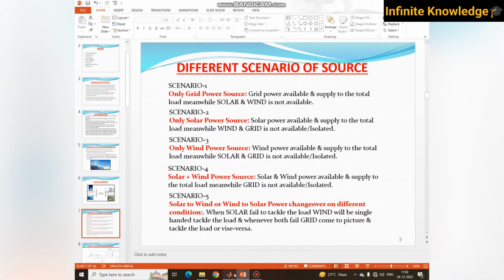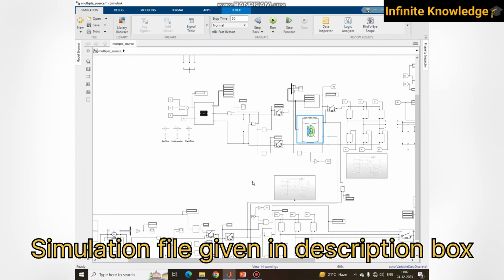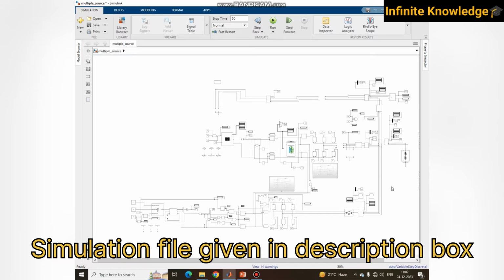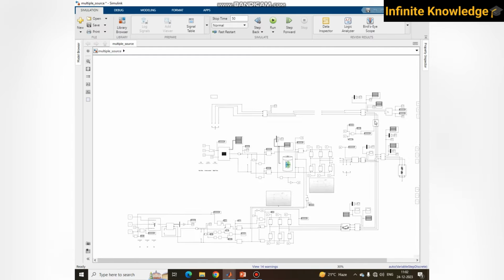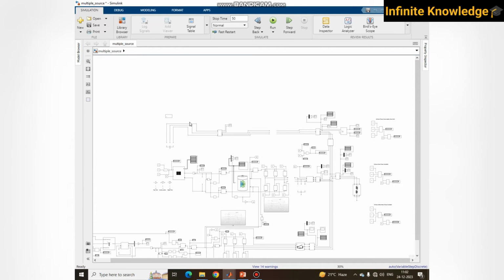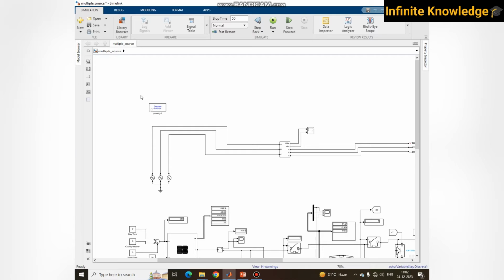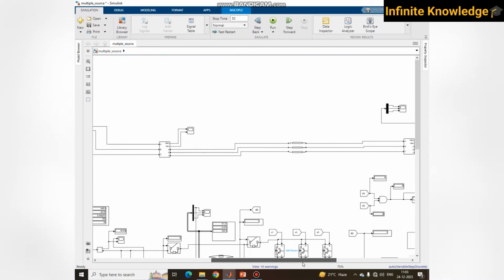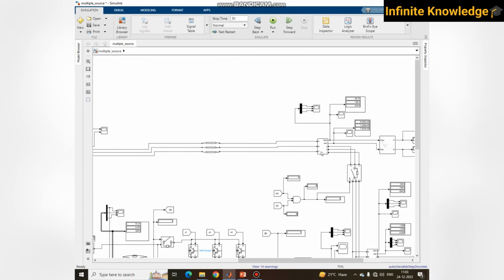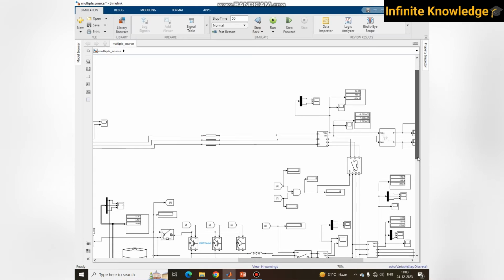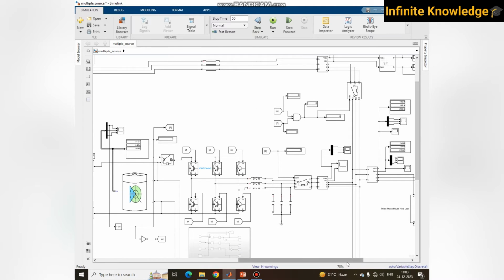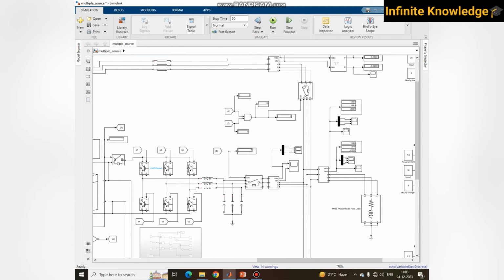So we are going to the simulation part. Okay, this is the total simulation. Just consider it's a very simple simulation, there is nothing hectic. So this is our grid. The grid is continuously supplying power. This is some measuring component, and finally you are connecting this main breaker of your grid, which connects your household load.